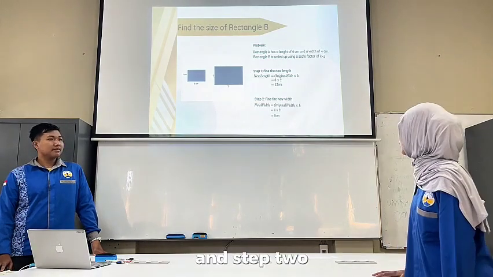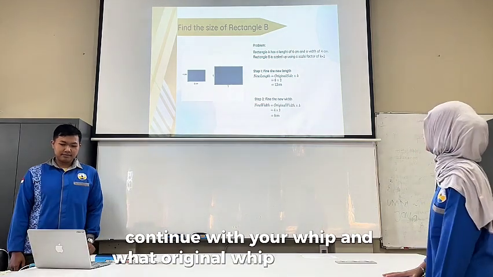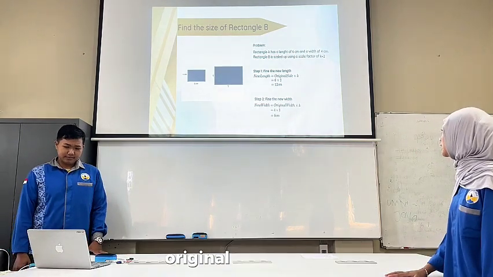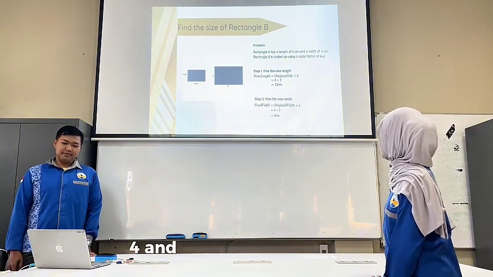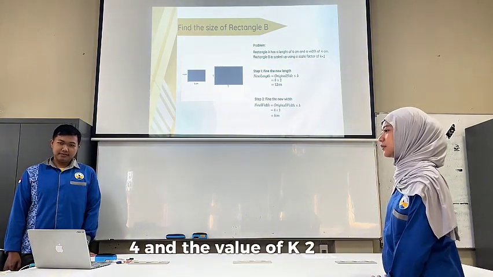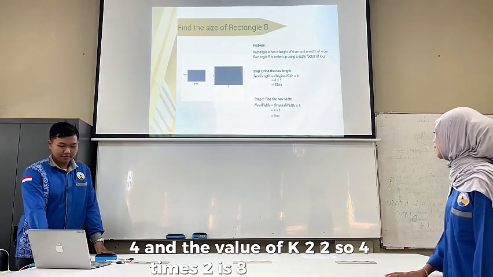And step 2, find the new width. New width equals original width times k. How long is the original width? 4. Okay, 4. And the value of k? 2. So 4 times 2 is 8 centimeters.